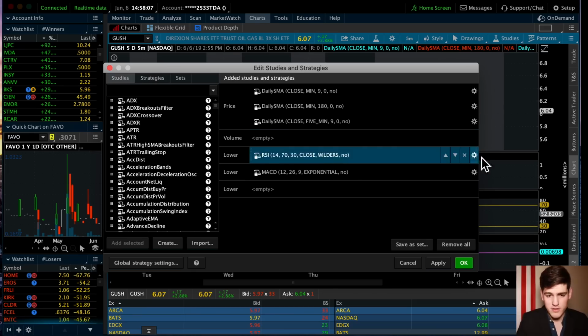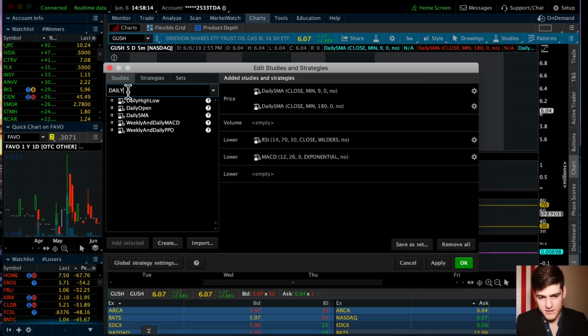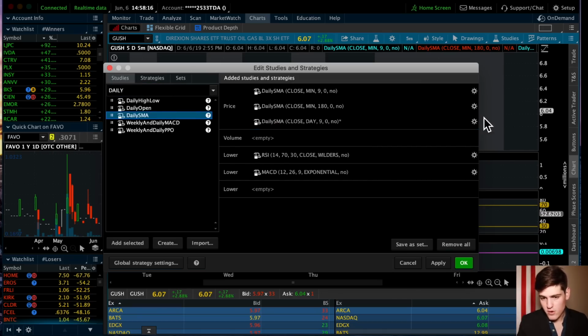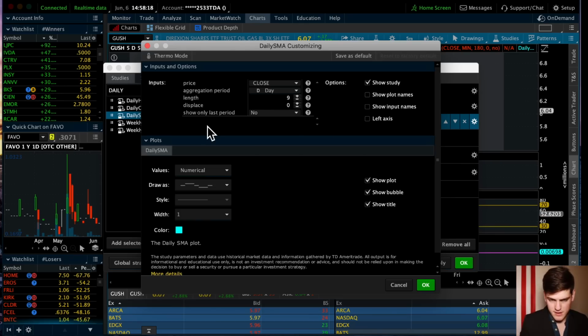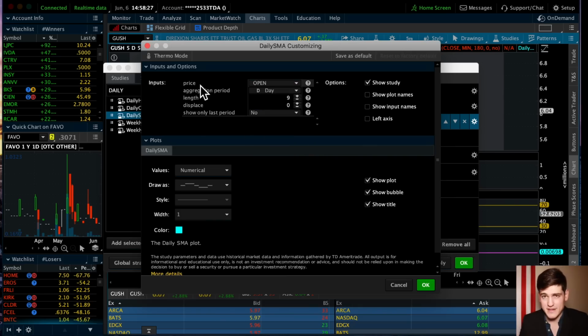So I do want to show you the validation line as well. The validation line is set by going to daily SMA, going over here, and what do we have? So price was open. With this one, in order to make it more reactive, we're setting this a little bit differently. For price, we're setting this to open. For aggregation period, we set it to 1 minute as well because this is for our day trading validation line. For length, we're setting it to 2.